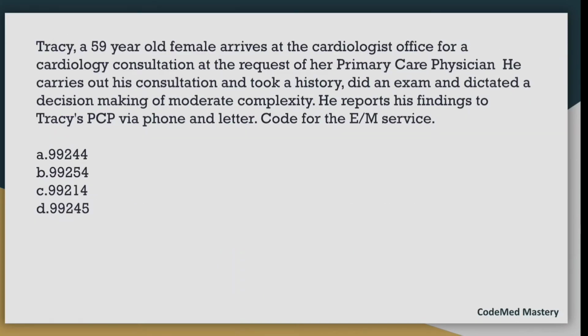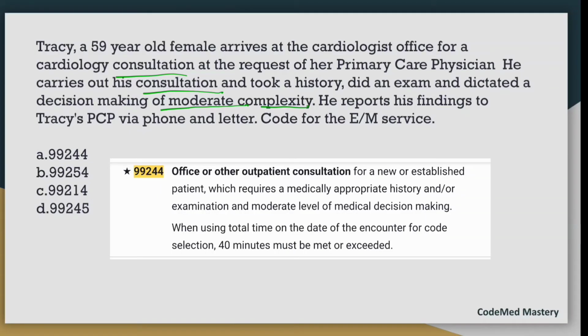Next question. Tracy, a 59-year-old female, arrives to the cardiologist office for a cardiology consultation. At the request of her primary care physician, he carries out his consultation and takes a history and exam and dictates MDM of moderate complexity. He reports his findings to Tracy's PCP via phone and letter. So we have to code for the E&M service. Let us check option A, 99244. 99244 is for office or other outpatient consultation for new or established patient. MDM is moderate.